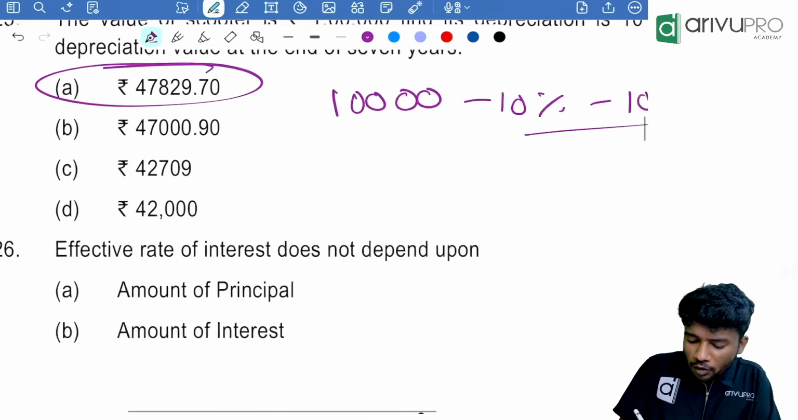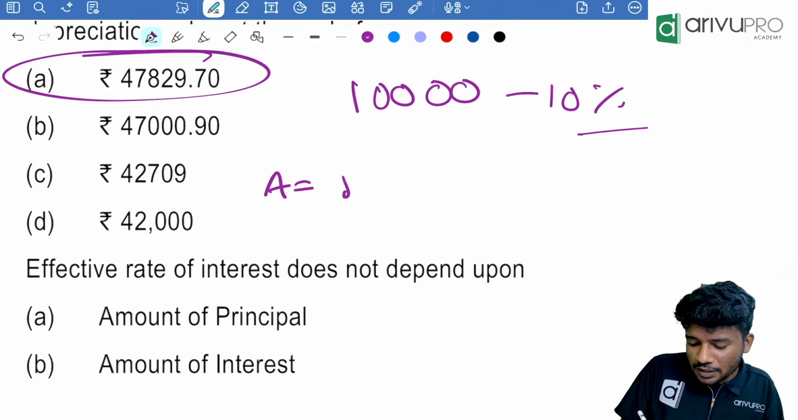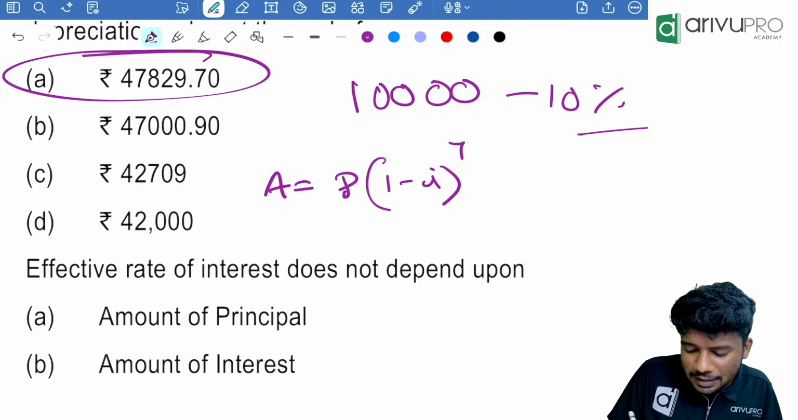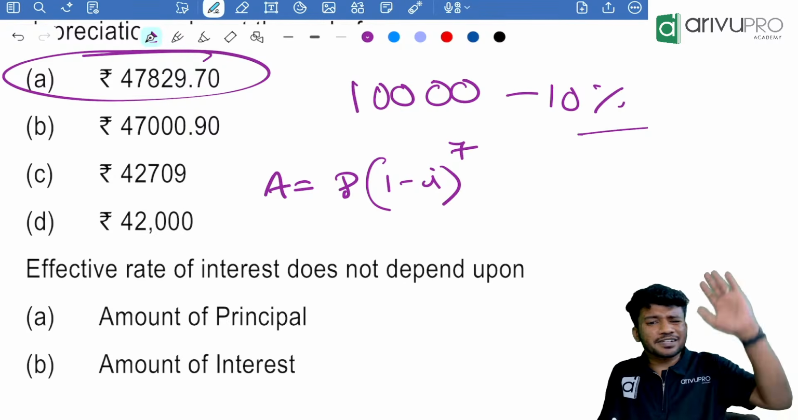Or you will use the formula for scrap value, which is nothing but cost price into 1 minus I, the whole power n. N is how much over here? 7. Put the values, you will get the same answer.